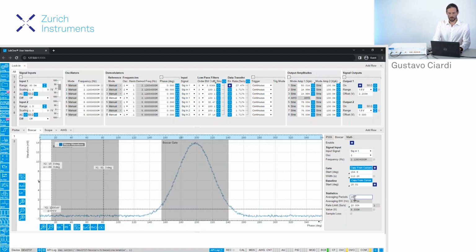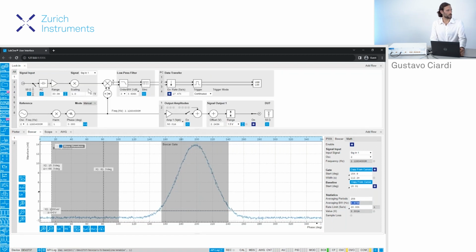Now, going back, we are doing some averaging here, 256 gates before we send out the results. And this turns into a certain averaging bandwidth that is essentially defined by both the averaging periods and the repetition rate of my signal. Now, in order to have a comparison between lock-in amplifiers and Boxcar averager, we are doing a lock-in measurement with the same measurement bandwidth, so that we can compare the signal-to-noise ratio apples to apples.